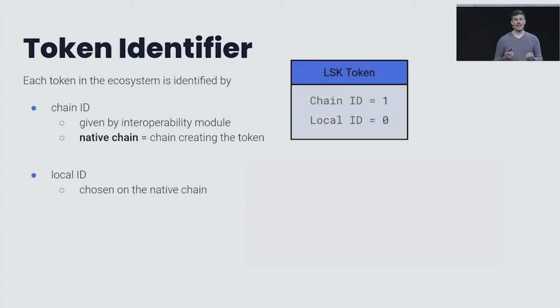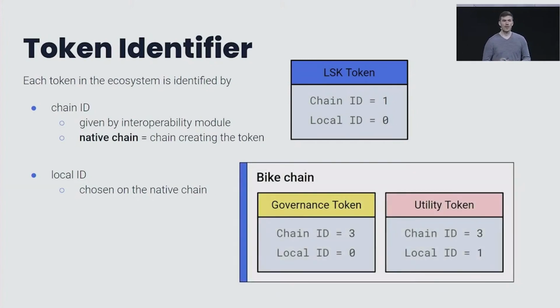As an example, the Lisk token will be identified by 10. So the chain ID of the main chain is 1, and the local ID will be 0 because the Lisk token is the first and only token of the Lisk main chain. But you could have some other chain, let's say a bike chain, where you have a governance token, chain ID of the bike chain is 3, local ID 0, and some utility token, the same chain ID, but their local ID 1.